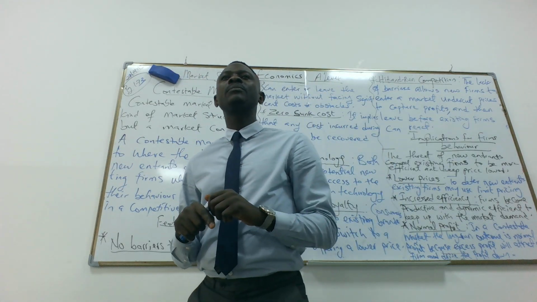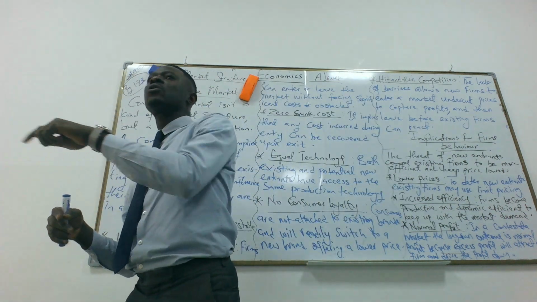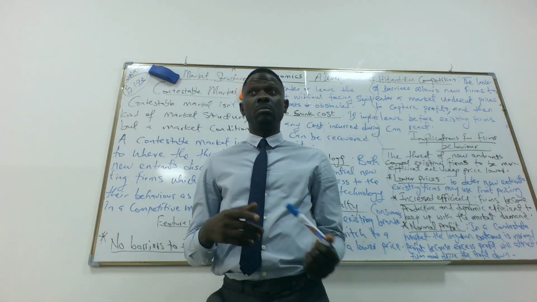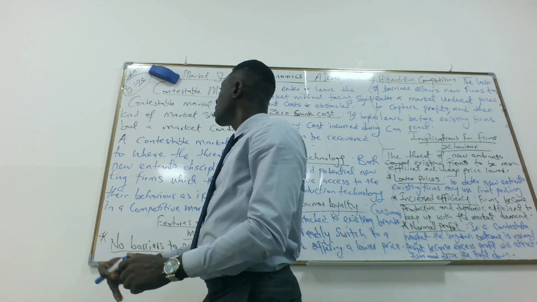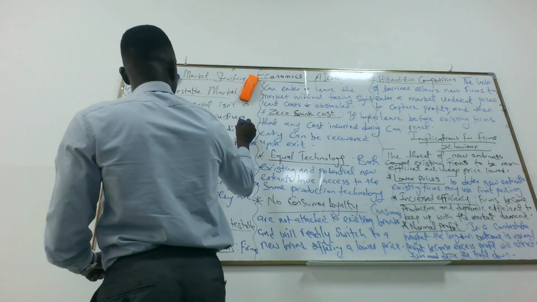Why is it a part of the market? It is part of the market structure because it could happen in any of the market structures. Does it make sense? Great. So a contestable market is not a kind of market structure, but a market condition.